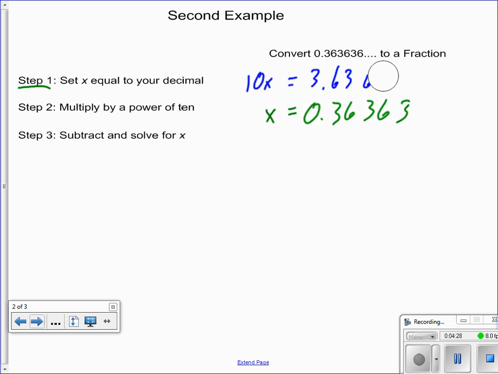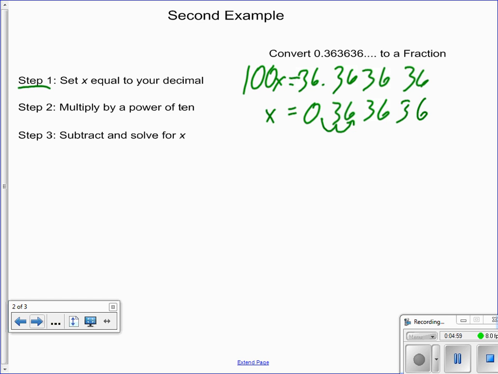I have 2 numbers repeating. So I want 2 zeros. I want to multiply by 10 to the second power, by 100. So I'm going to get 100x equals, 2 zeros means I'm moving that decimal 2 spots when I multiply, 36.3636. Remember, these go on forever, so I can just keep putting 3 6s up there.